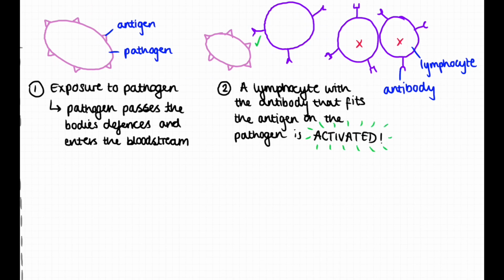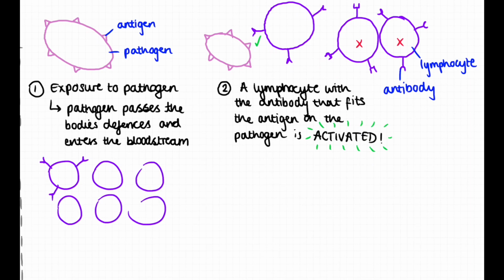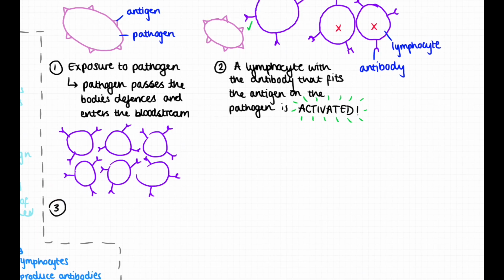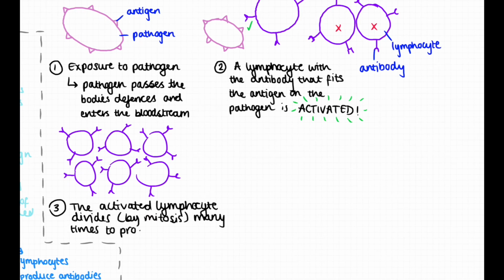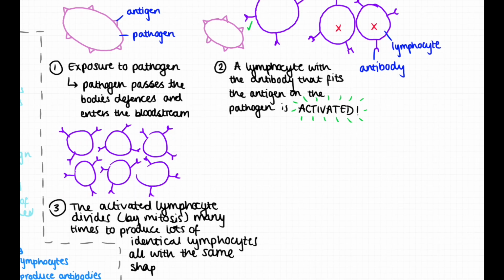The lymphocytes that have the wrong-shaped antibodies will just continue on their merry way. Nothing will really happen to these this time, but the lymphocyte that's been activated will grow and divide and make lots and lots and lots of identical copies of itself. So now we'll have lots of lymphocytes that have the antibodies that are the correct shape to bind to the antigens on the pathogen.